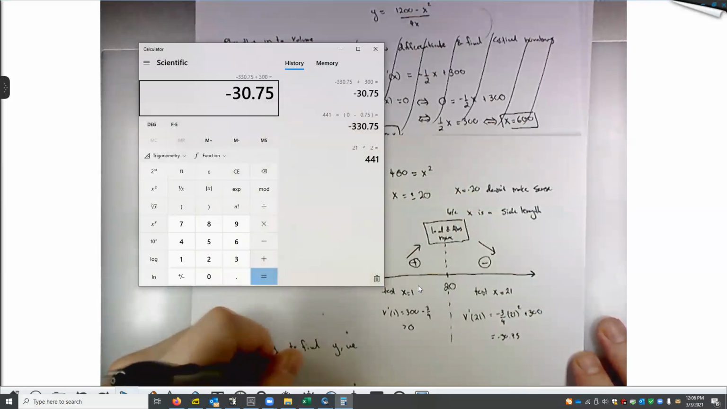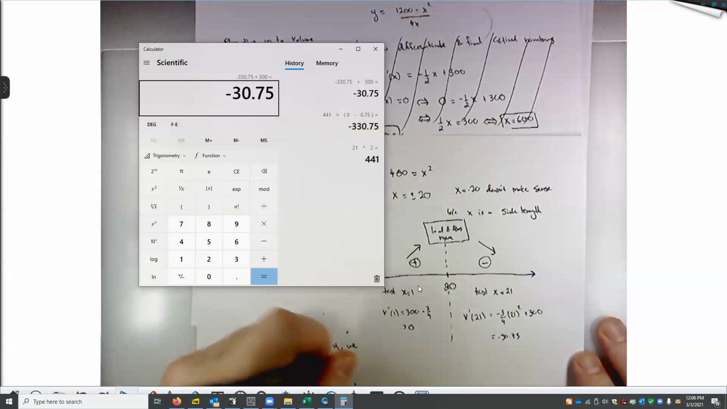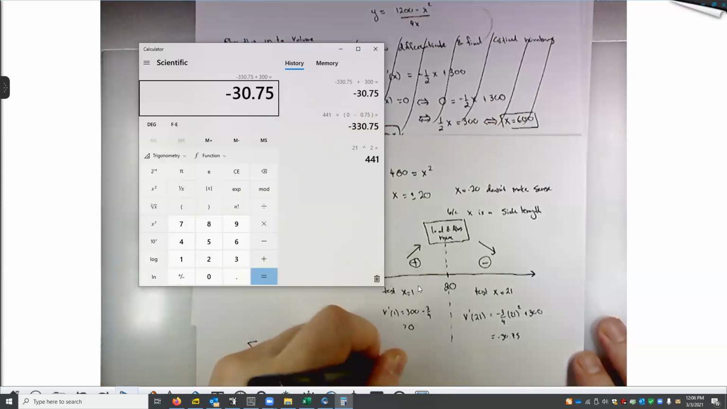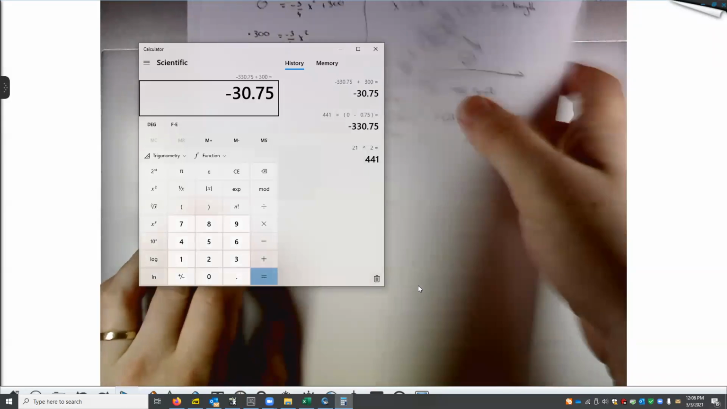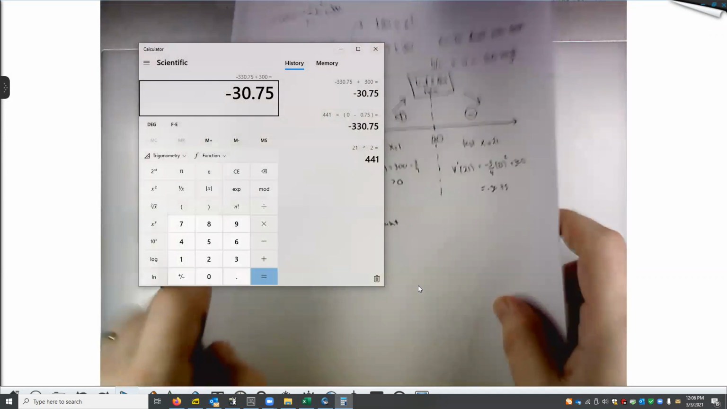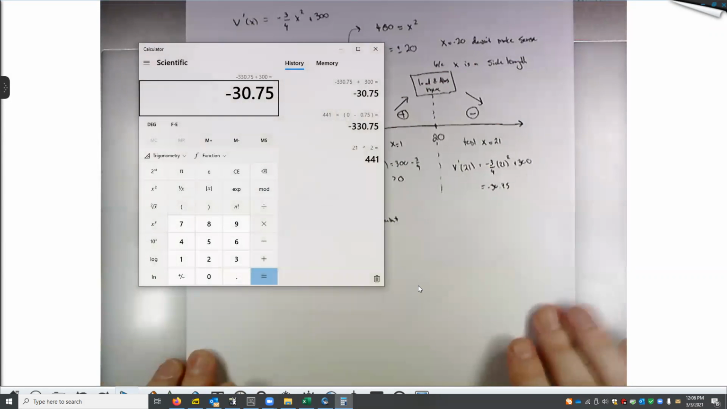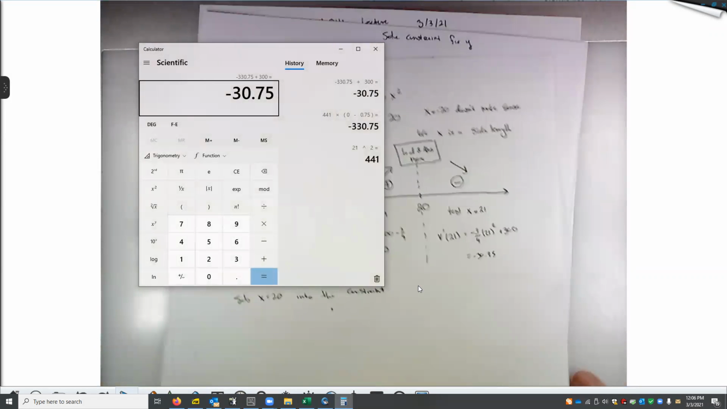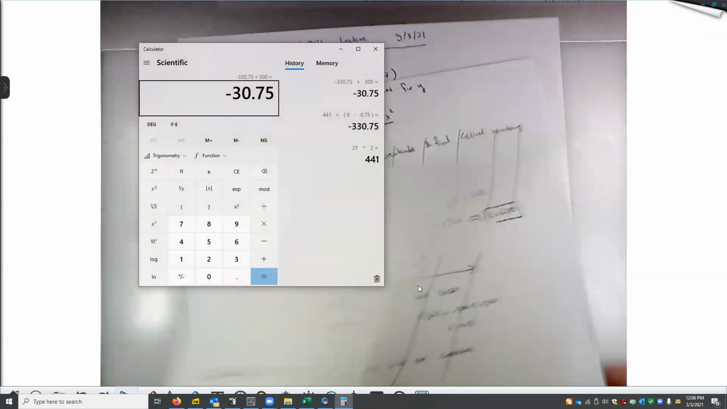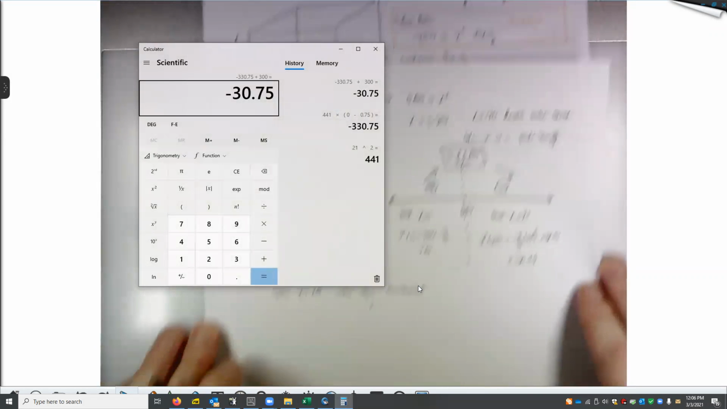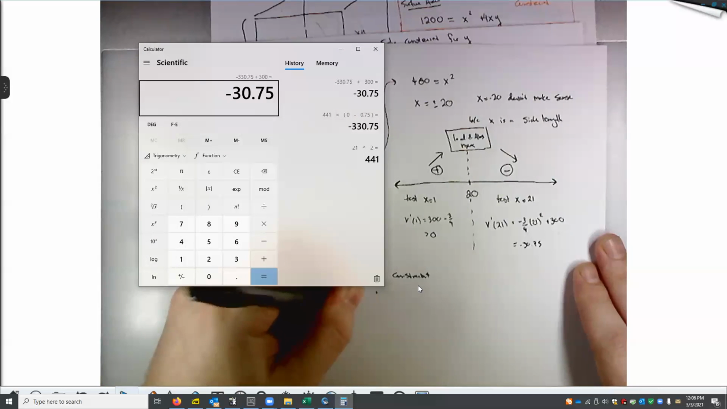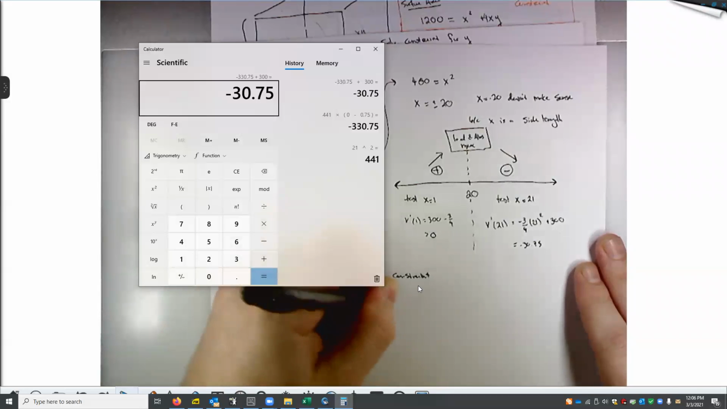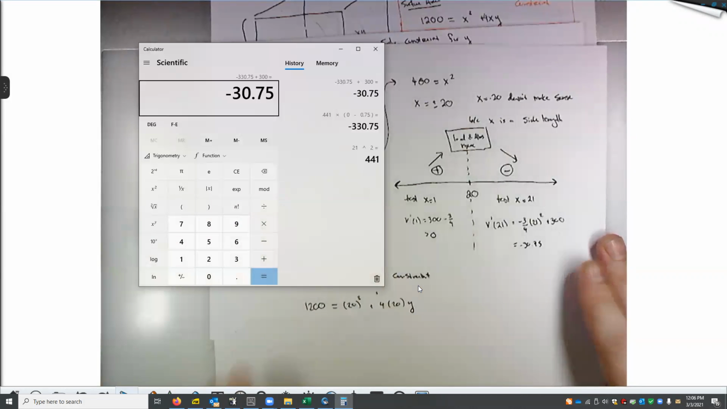We sub x equals 20 into the constraint. So going back and substituting 20 into our constraint equation, the constraint equation is our 1200 equals x squared plus 4xy. So 1200 is equal to 20 squared plus 4 copies of 20 times y.